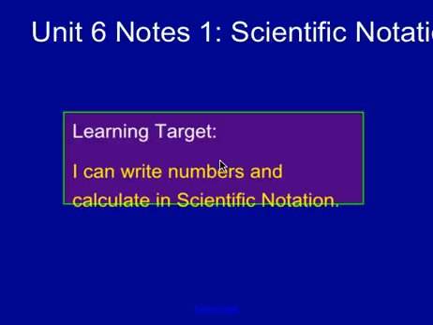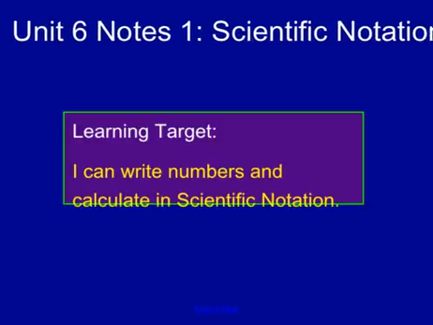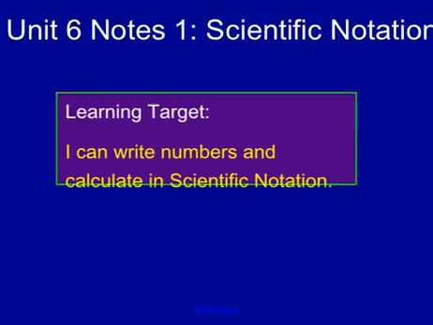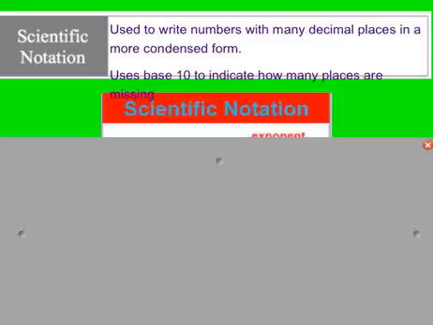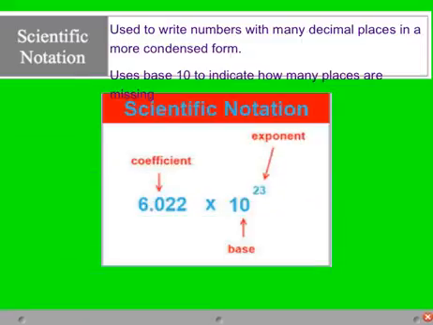We are doing Unit 6, Notes 1, Scientific Notation. You need to be able to write numbers and calculate in scientific notation. So we've done a little bit of this. Use it to write numbers with many decimal places in a more condensed form. Use base 10 to indicate how many places are missing. So base 10 times 23.